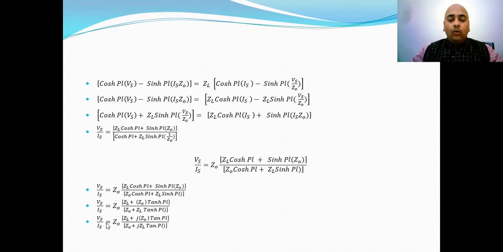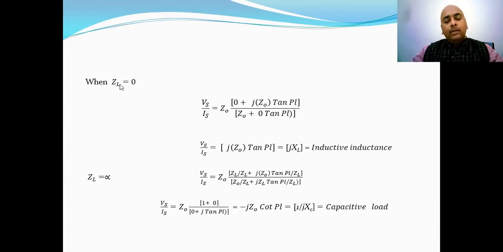From this equation of the input impedance, we can analyze that the input impedance of a transmission line depends basically on the load impedance. It also depends upon the length of the transmission line, and furthermore it also depends upon the characteristic impedance of the transmission line, which is generally a constant. So now we will derive a condition for how we can use a transmission line as an inductor or as a capacitor.